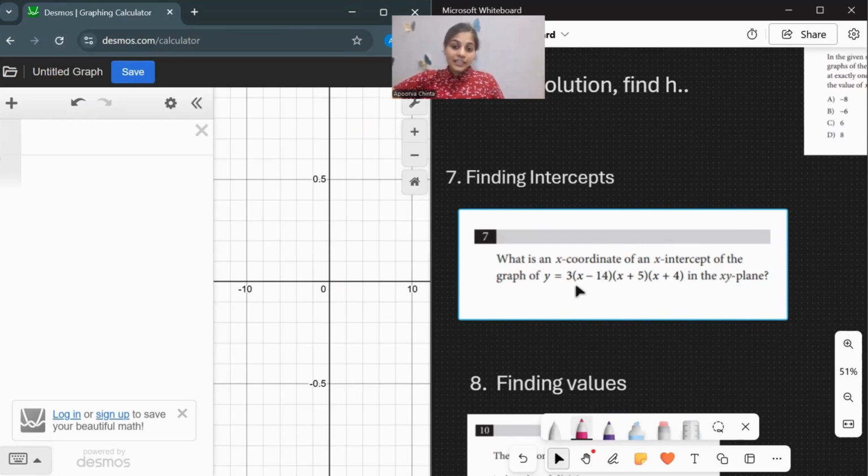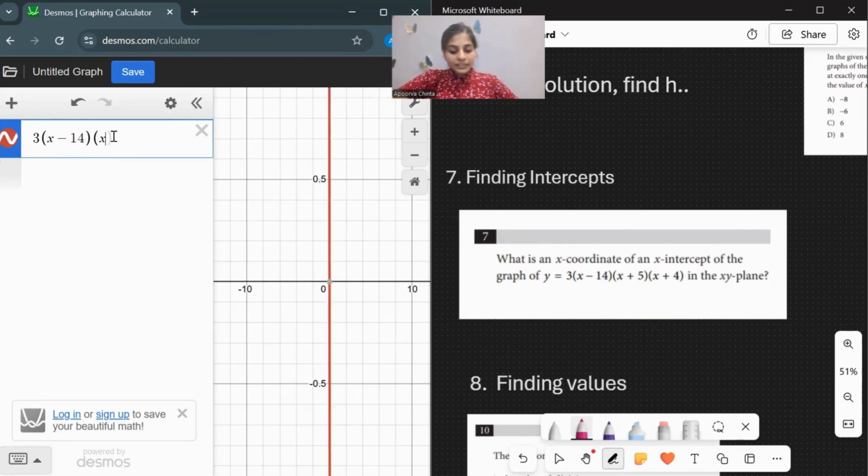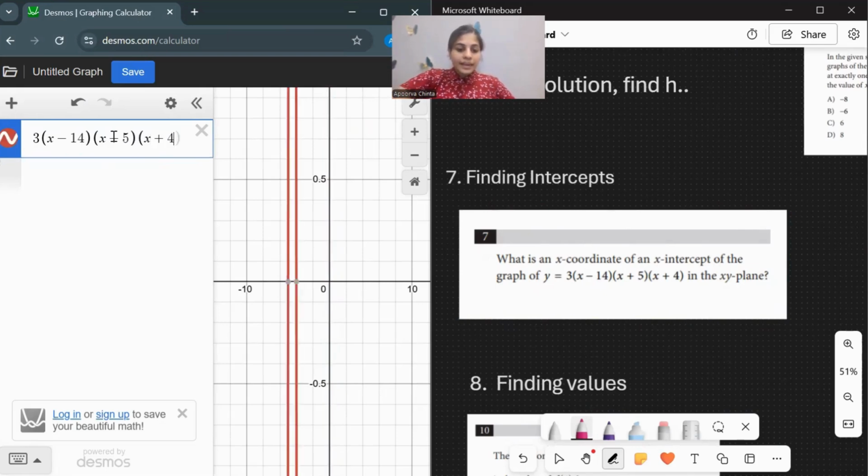But this question says, what is the x-coordinate of an x-intercept of the graph y equals 3 times (x minus 14), (x plus 5) and (x plus 4) in the xy plane? So here we can just plug in 3 times (x minus 14) multiplied by (x plus 5) multiplied by (x plus 4), and we can check for the x-intercept.